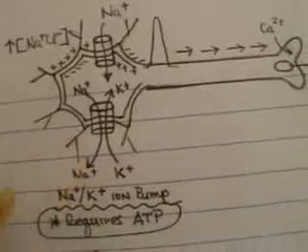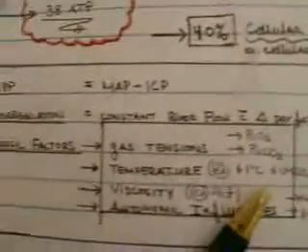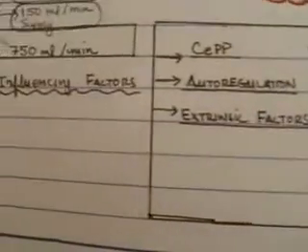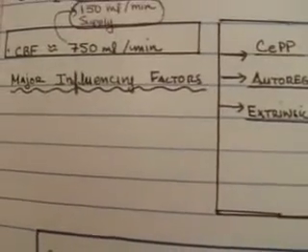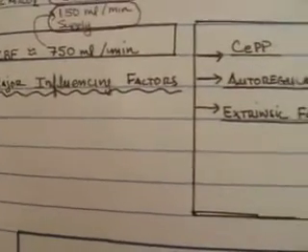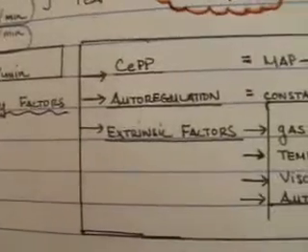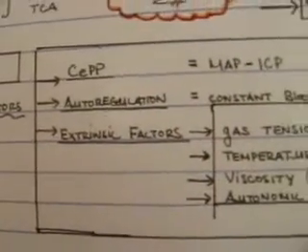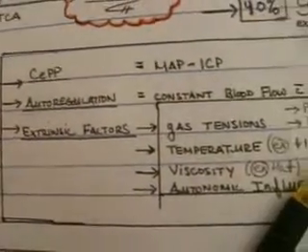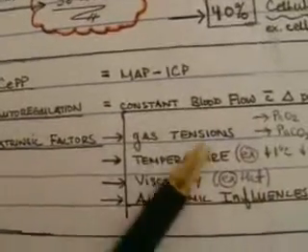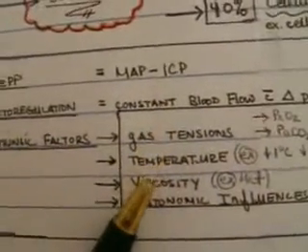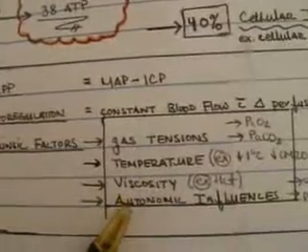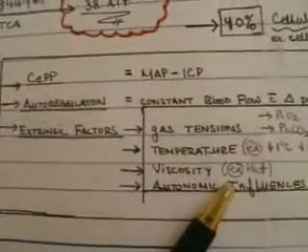So in the next lecture, we'll focus on the major factors that govern cerebral blood flow. The major influencing factors we'll talk about are the cerebral perfusion pressure, autoregulation, and certain extrinsic factors such as gas tensions, temperature, viscosity, and autonomic influences of the body that regulate cerebral blood flow.